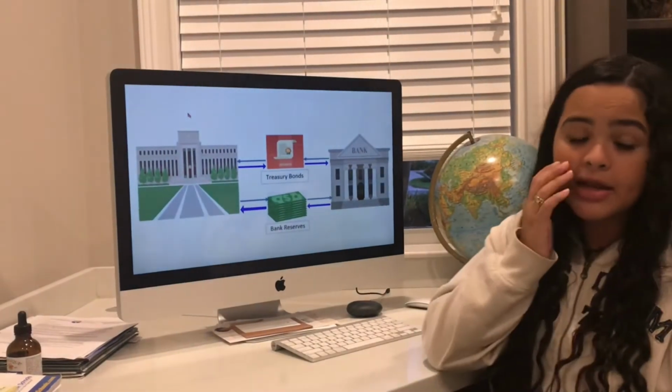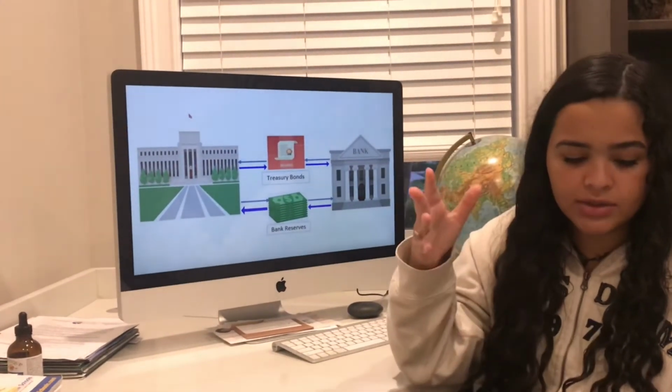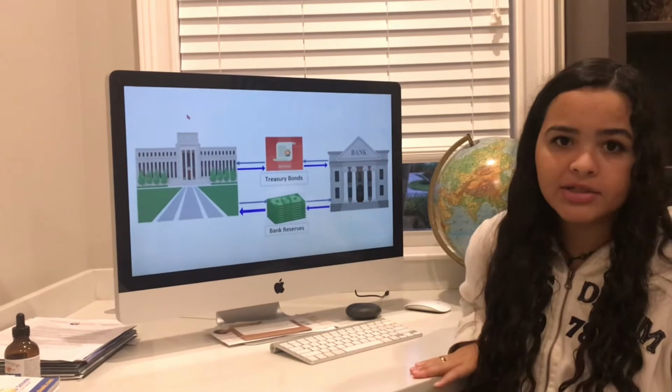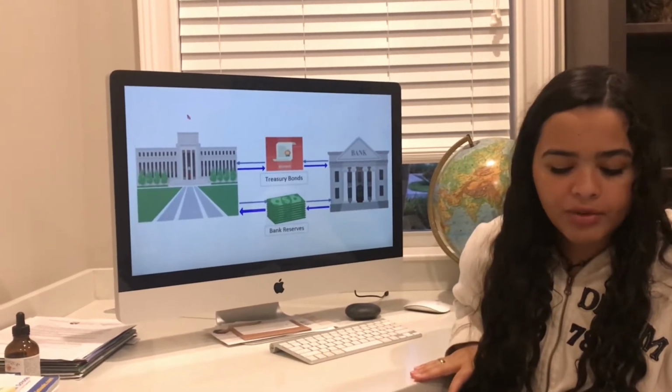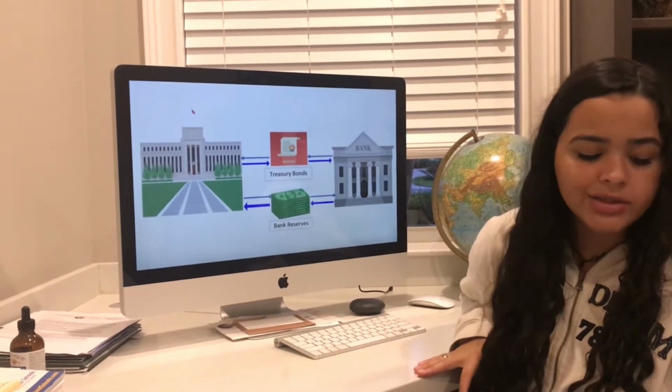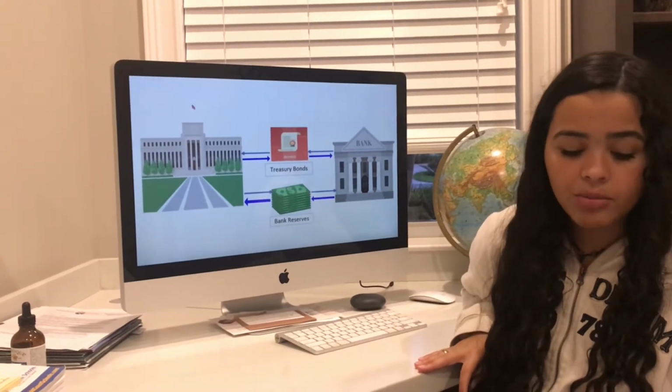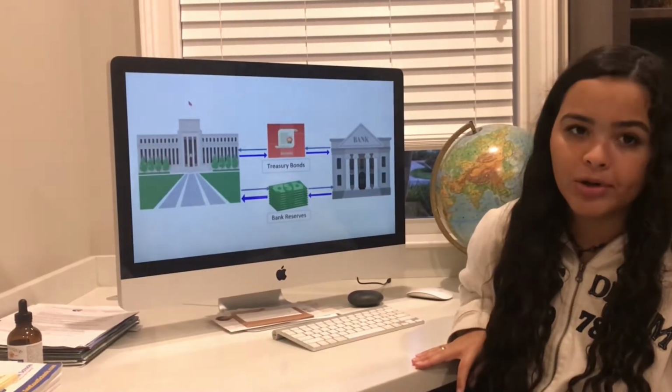And last, and historically one of the most important tools, is open market operations. In an open market operation, the Federal Reserve buys or sells U.S. Treasury bills, normally through a transaction with commercial banks.